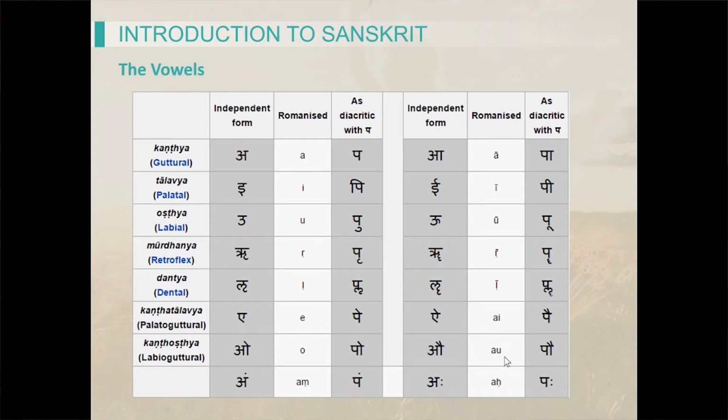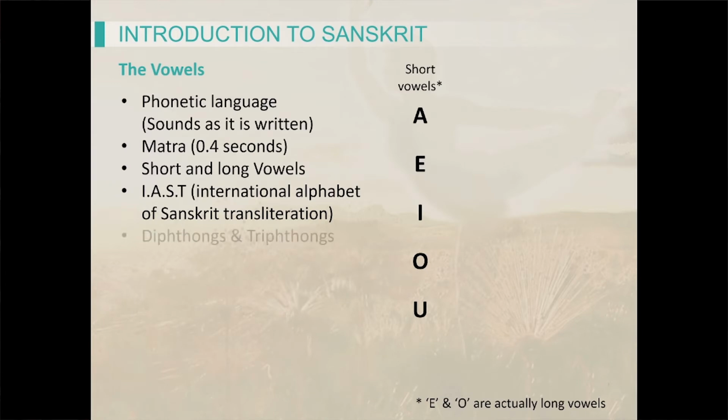So next we have E, and you see that in a sense the long form of E is not E, it's AI. And O, the long form of O, is something else, it's AU. And then we have these two special vowels, this one, and this one. And I'm going to touch on them. I wasn't pronouncing them correctly now, it was just to show you.